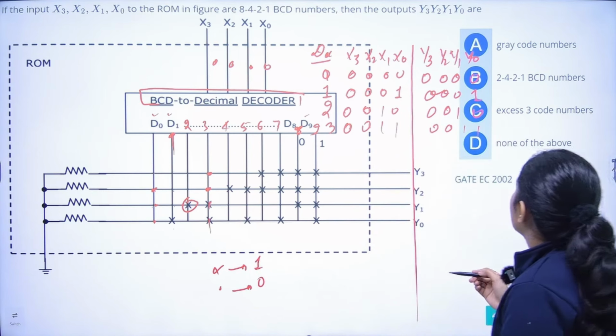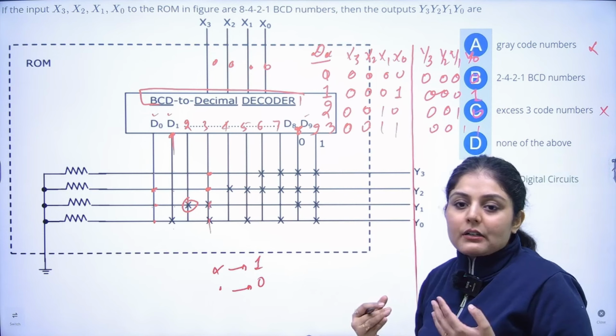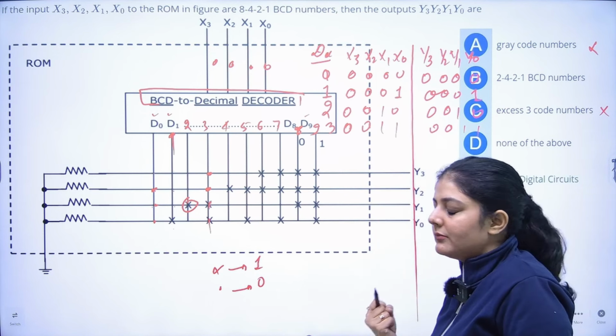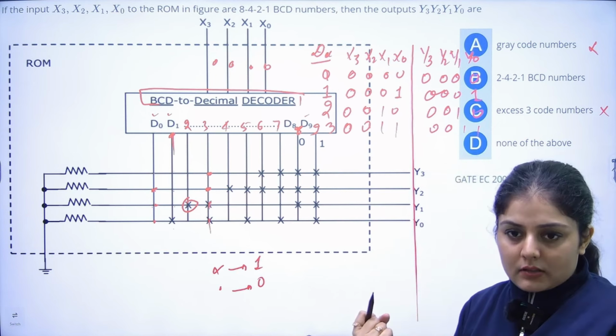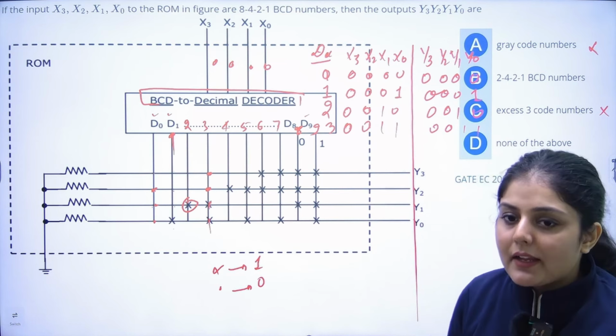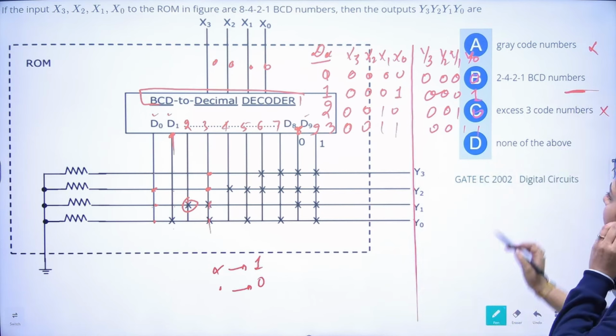So we can just exclude a few of the possibilities. It cannot be gray code, it cannot be XS3, because if it would have been XS3, for 0 we would have got the output as 3. For 1, the output will be 4. For 2, the output will be 5, like this. XS3 code works like this. So none of the above, we will check the possibility for this code.